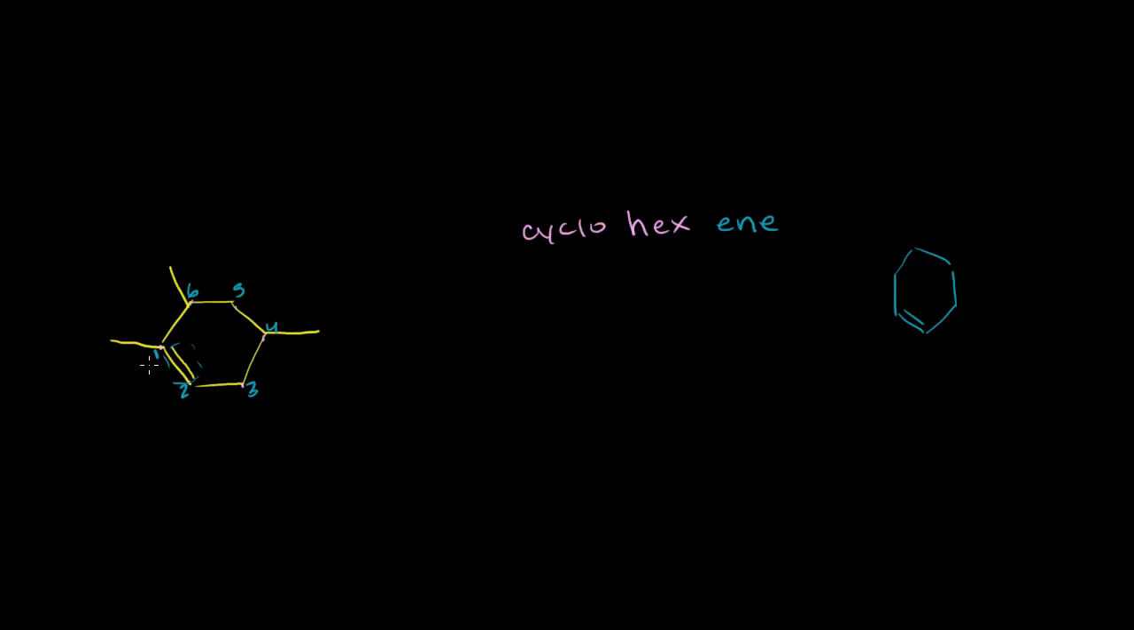So we have 3 methyl groups, 1 on 1. Let me circle the methyl group. That's a methyl group right there. That's a methyl group right there. That's just one carbon, right? So we have 3 methyl groups. They're at the 1, the 4, and the 6. So it is 1, comma 4, comma 6. We have 3 methyl groups, so it's trimethyl cyclohexene. 1,4,6-trimethylcyclohexene. That's what that is. Hopefully you found that useful.